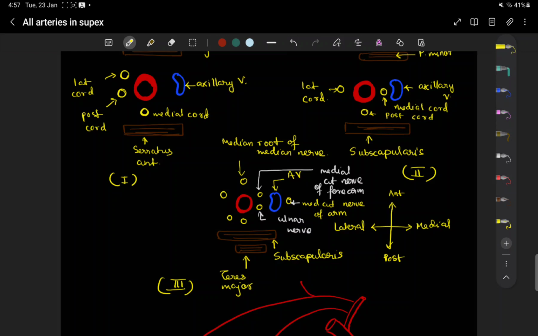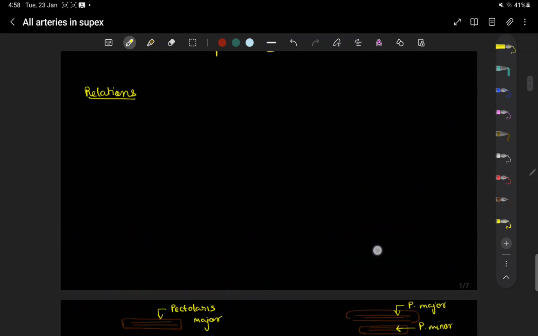Next, if you break the posterior cord, it will give rise to the axillary nerve and the radial nerve. So the axillary nerve and the radial nerve are present posteriorly, and laterally what will be present is the division of the lateral cord, that is the musculocutaneous nerve. So we are done with the relations.